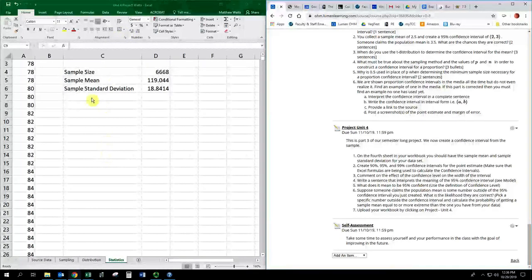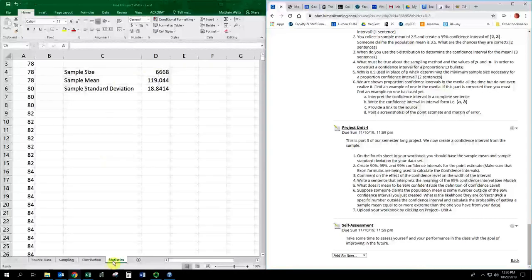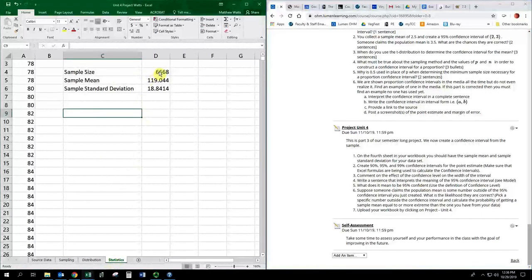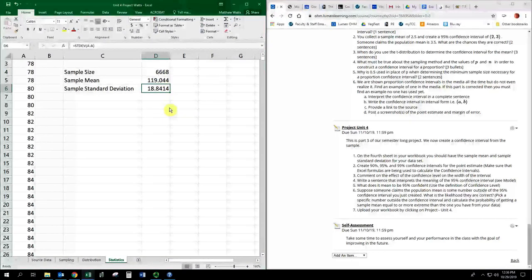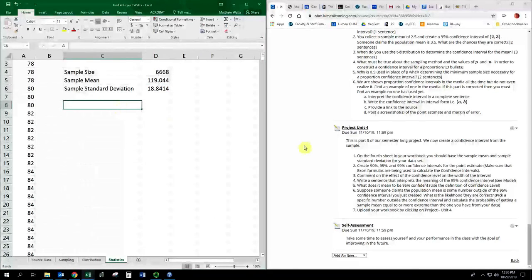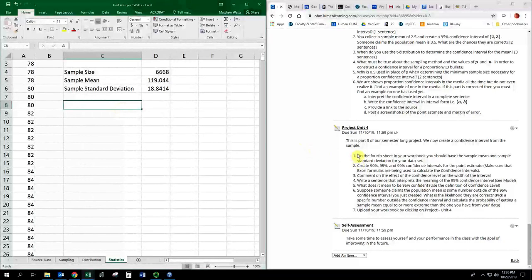If you remember, the last thing we did was set up this fourth tab on our spreadsheet where we calculated the sample size, sample mean, and sample standard deviation. We'll be using those to create some confidence intervals. That was the big topic for Unit 4. The directions basically just say, grab that fourth sheet from your previous part, and step two says to create three confidence intervals for 90%, 95%, and 99% confidence levels.